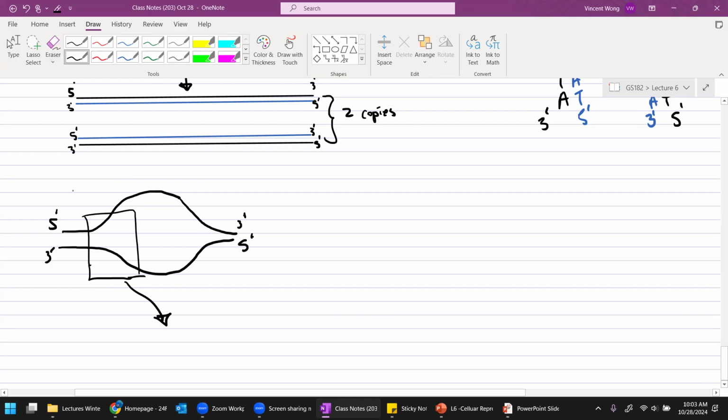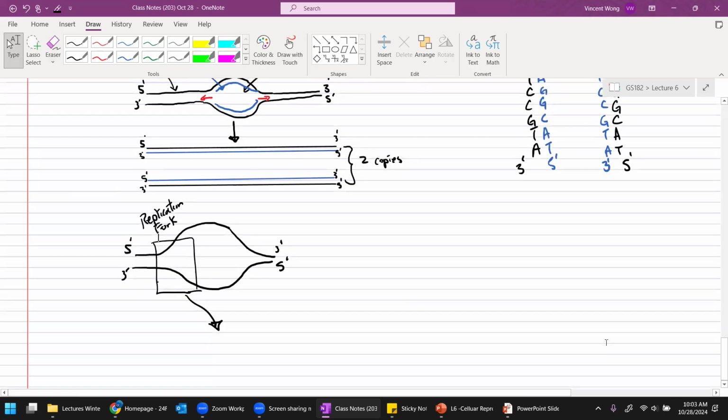Okay, this is called the replication fork. The whole thing is a replication bubble, and then you have a replication fork on each side. Replication bubble, replication fork. And this is where you have to draw big, okay?